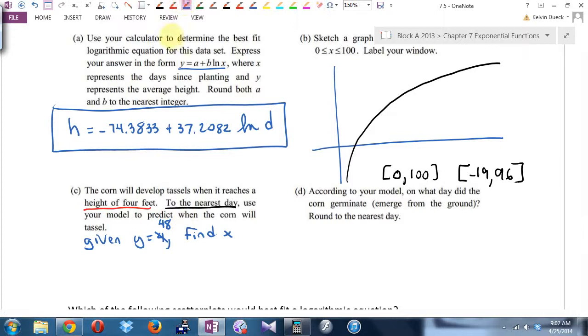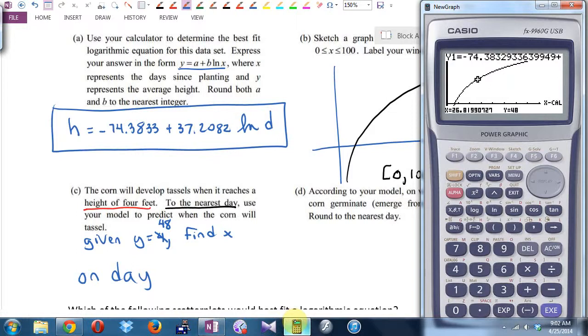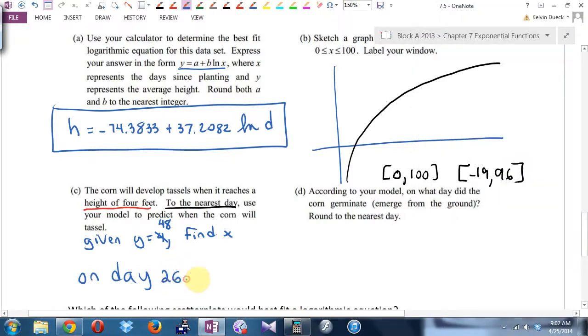So our model predicts on day 26.8. On day 26, I'll go on day 26.8, sometime towards the end of the 26th day, give or take. I know day 26.8 sounds weird, but we figured it out.